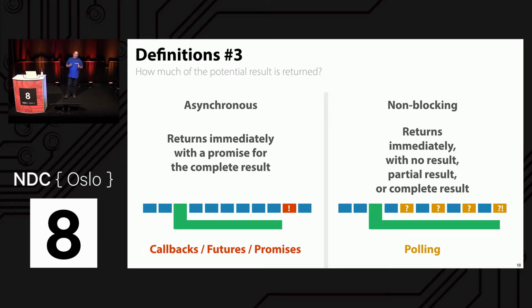Another way of thinking about asynchronous and its opposites is asynchronous versus non-blocking. So the way we use it in what I'm going to show today, asynchronous code returns immediately, essentially with the promise of some future and complete result. Versus non-blocking, which also returns immediately, but it may return immediately with no result, a partial result, or a complete result. And essentially we need to poll something in order to figure out when the complete result is finally available.